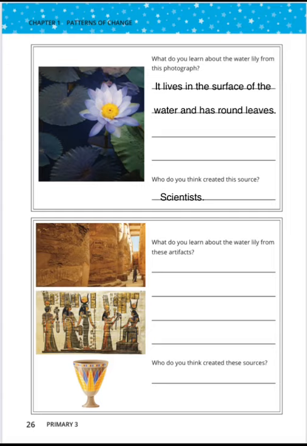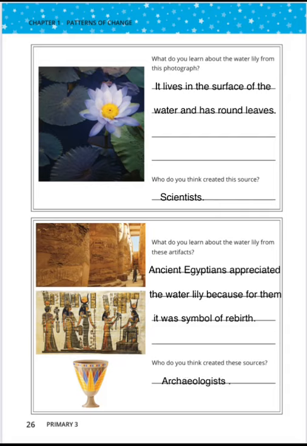Look at the last three pictures in the page. What do you learn about the water lily from these artifacts? The answer is ancient Egyptians appreciated the water lily because for them it was a symbol of rebirth. Who do you think created these sources? The answer is archaeologists. The archaeologist is a person who studies history and monuments.